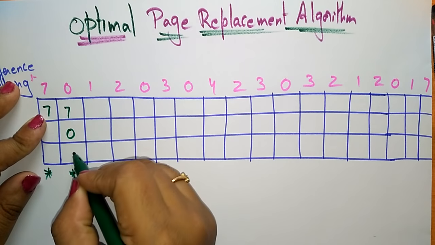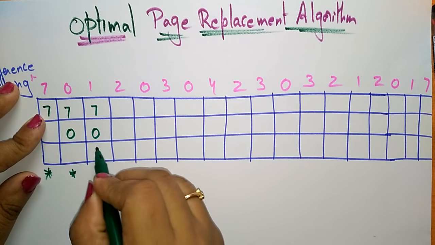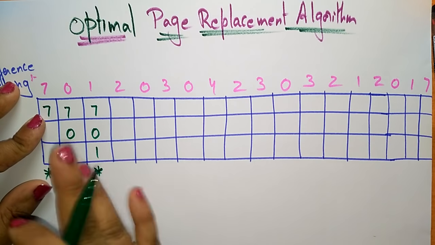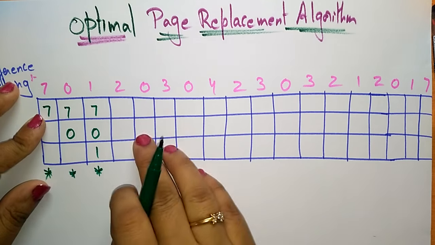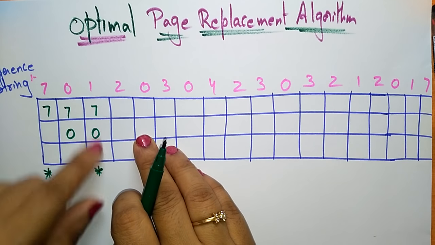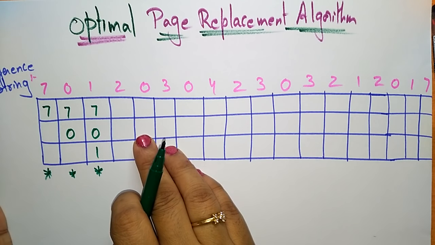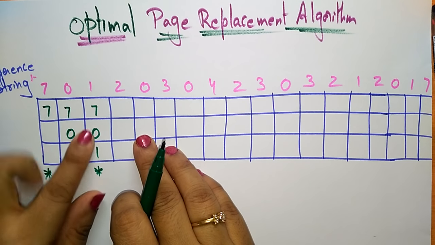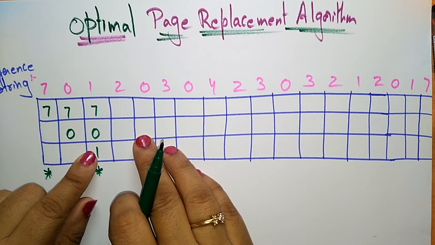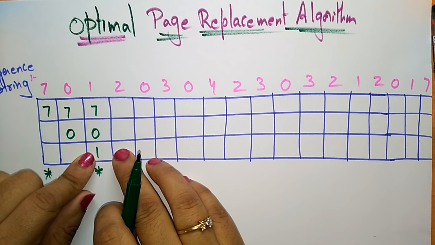Now one more frame is still free in the main memory, so place 1 also. 1 is also not present in the main memory, so we bring it from the secondary memory. Now I have to place 2. 2 is not present in the main memory, so I bring it from the secondary memory. But where do I replace the page? All the frames in the RAM are already full. So which page do I have to replace?